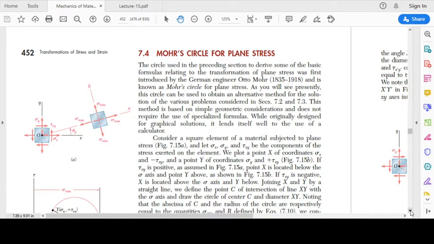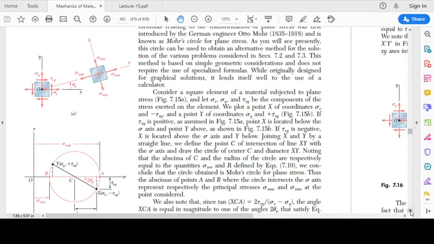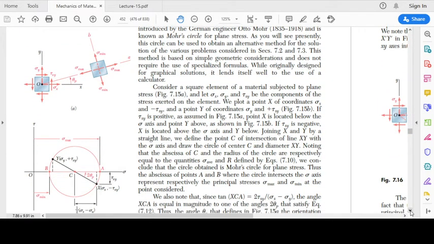Now we have already seen that the two equations for sigma x prime and tau x prime y prime are the parametric equations of a circle, and the parameter is 2 theta. So we have already seen this circle, which we can plot on the sigma versus tau scale, and this is the point where sigma is going to be maximum, this is the point where sigma is going to be minimum.